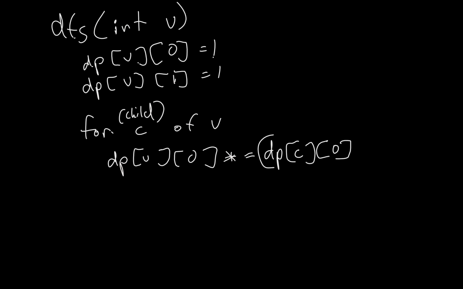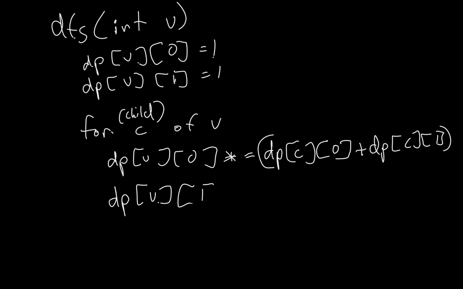If v, the parent, is white, then c can either be white or black, so we add these two. Both of them count as possible colorings. But in the case that v is black, c must be white, so we just multiply by dp of c of 0. And that's your entire pseudocode.